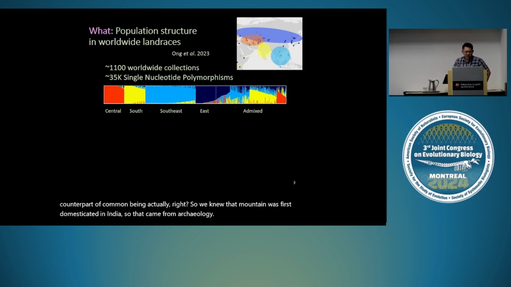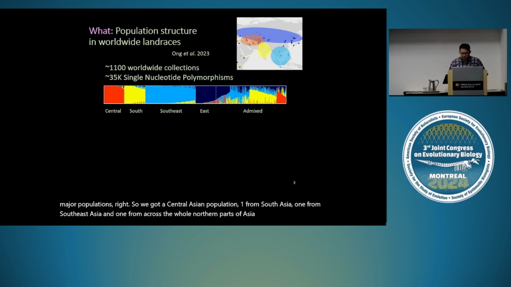So what we did is that we worked with the three largest crop stock centers of the world, and we got more than 1,000 accessions. We genotyped them, and then we ran ADMIXTURE and PCA. So you can see that in the world, there are actually 4 major populations, right? We got a Central Asian population, one from South Asia, one from Southeast Asia, and one from across the whole northern parts of Asia, right?